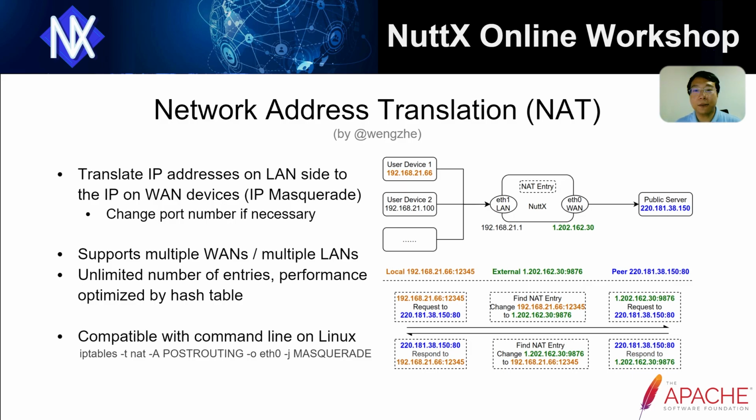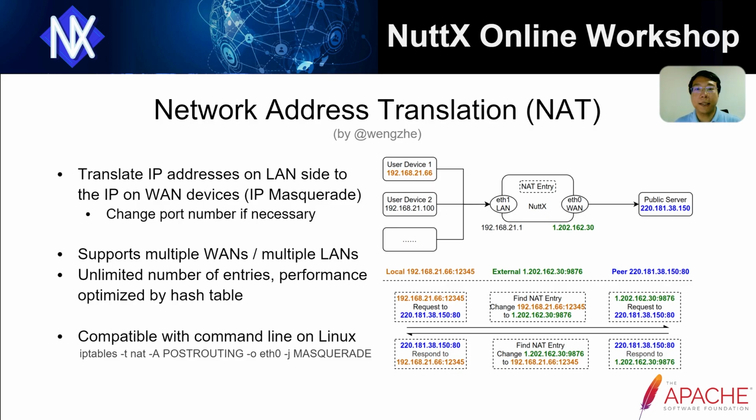When a user device with a local address wants to access a public server, it will create a connection that uses the adjacent port of the device as the local adjacent port, and set the adjacent port of the public server as the peer adjacent port. When this packet is forwarded by NuttX, the NAT will try to find an entry that maps the local adjacent port to the external adjacent port, and accordingly change the packet. Then the server will just see the packets from the external adjacent port and reply to the external adjacent port.